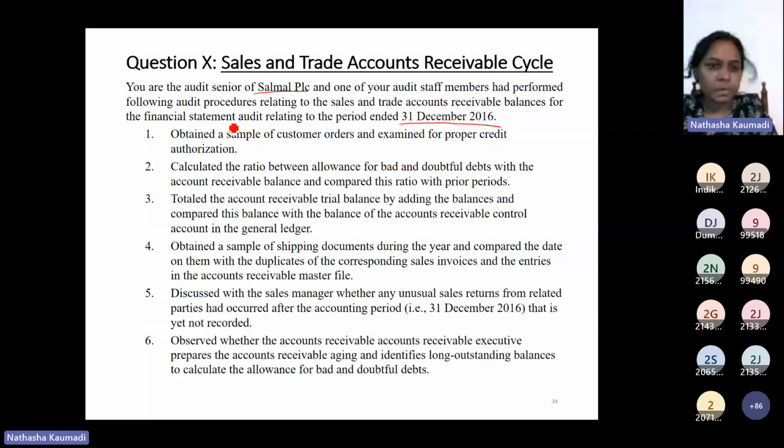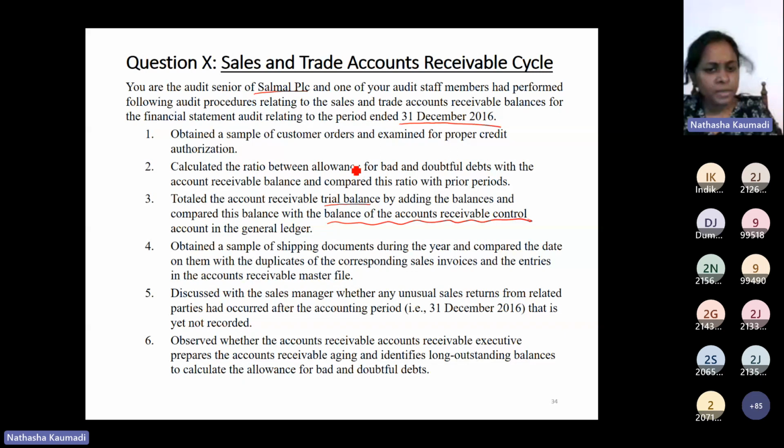First one, obtain a sample of customer orders and examine for proper credit authorization. Okay. Calculated the ratio between allowance for bad and doubtful debts with the accounts receivable balance and compared this ratio with prior years. This year ratio has been compared with previous year, and total the accounts receivable trial balance by adding the balances and compared this balance with the balances of the accounts receivable control account. You have computed total the balances and compared it with the control accounts. That is one audit procedure done.